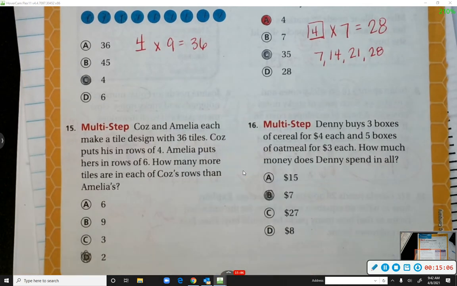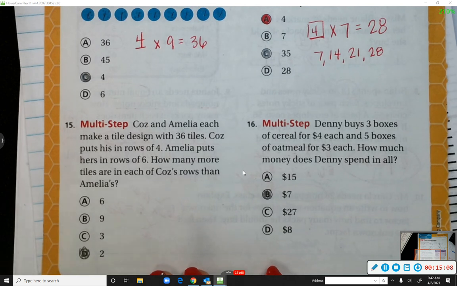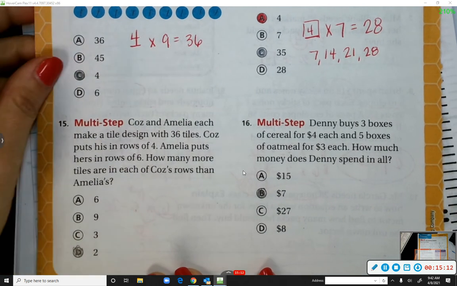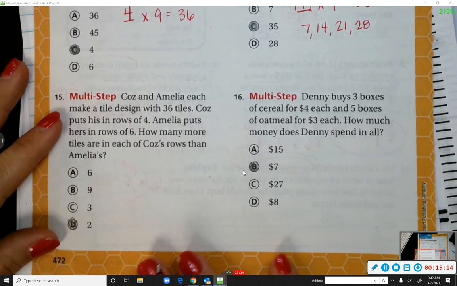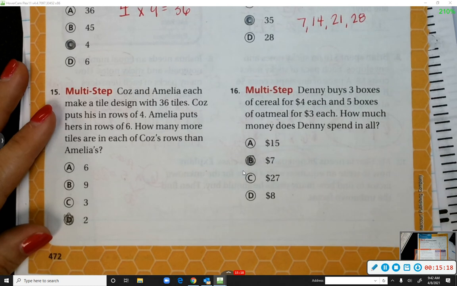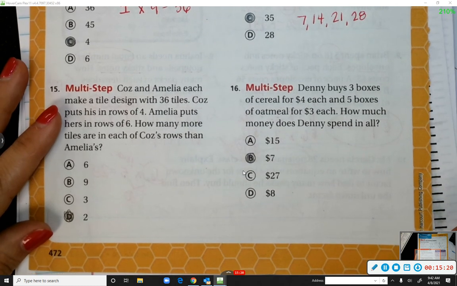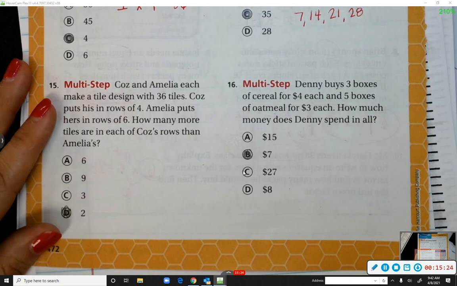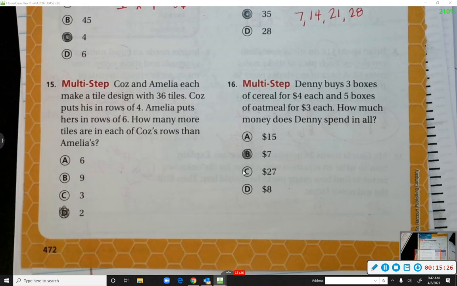Okay, 15. Kaz and Amelia each make a tile design with 36 tiles. Kaz puts his in rows of 4. Amelia puts hers in rows of 6. How many more tiles are in each of Kaz's rows than Amelia's? Okay, so this is multi-step, right? You have two people that you have to figure out how many rows they're needing.